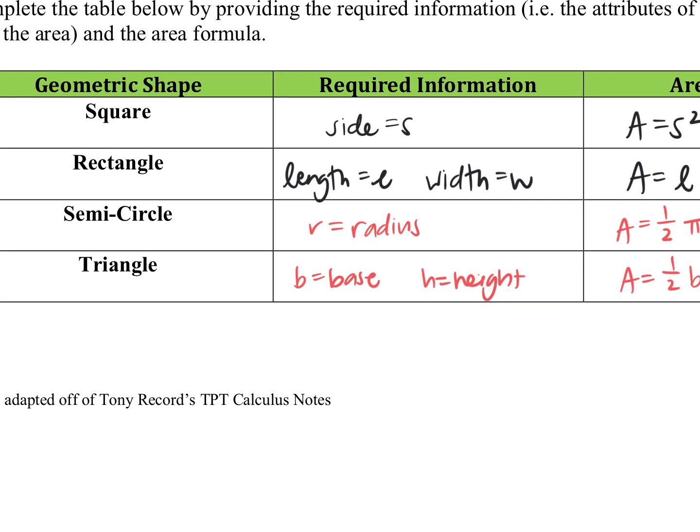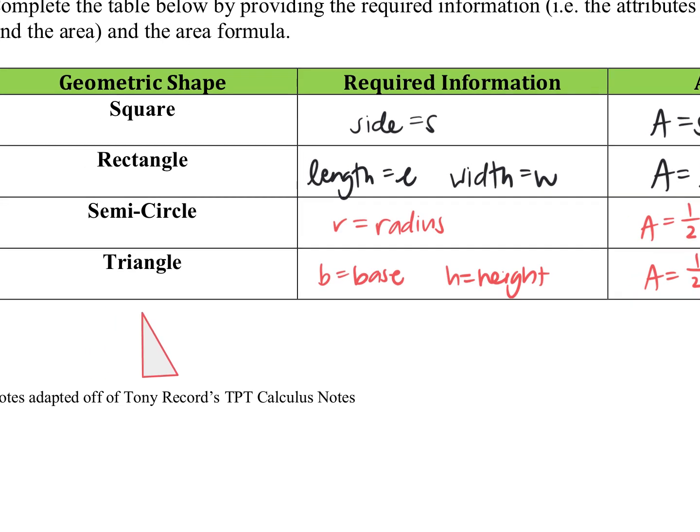Okay, quick thing to remember about triangles. If I have a right triangle, I'm trying to zoom in on it and it's not letting me, but that's okay. If I have a right triangle here where this is 60 degrees, this is 30 degrees, and this is 90 degrees, right?